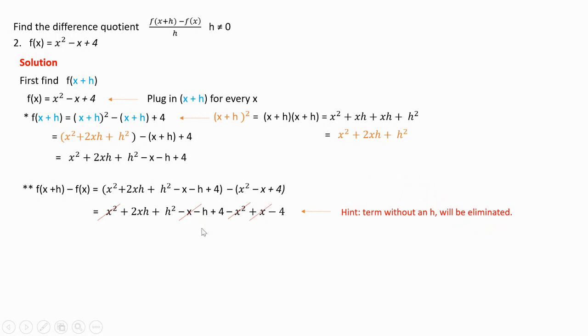Does the negative h have an h? Yes, it does. Does the 4 have an h? No, it doesn't. So the 4s get eliminated. So what's left? 2xh plus h squared minus h.